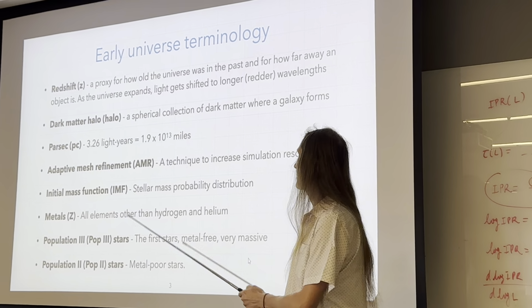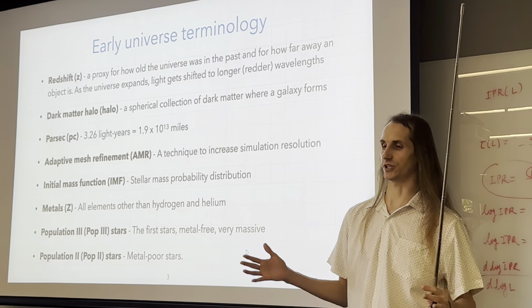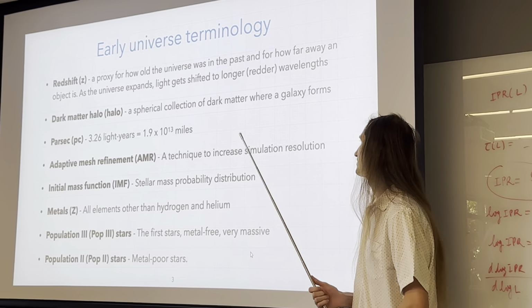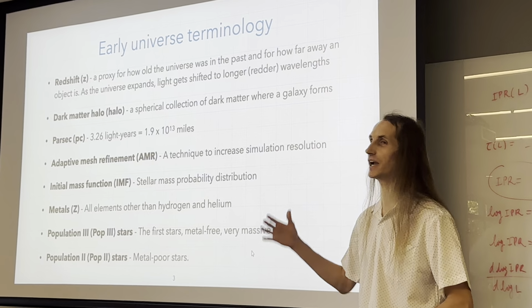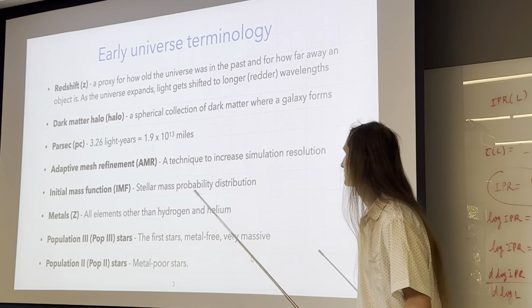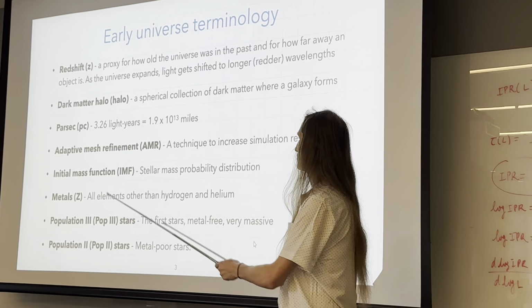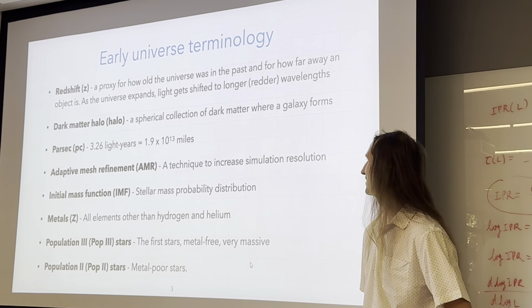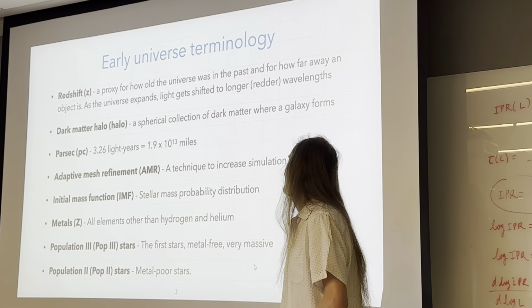Next is the initial mass function, or IMF. This is a mass distribution, a probability distribution for the masses of the stars. So you can have different types of IMFs. Like a top-heavy one, for instance, would have a higher fraction of high-mass stars. So this describes the distribution of stars that we see. Next is metals, capital Z. This is different than the colloquial use. In astronomy, everything other than hydrogen and helium is a metal.